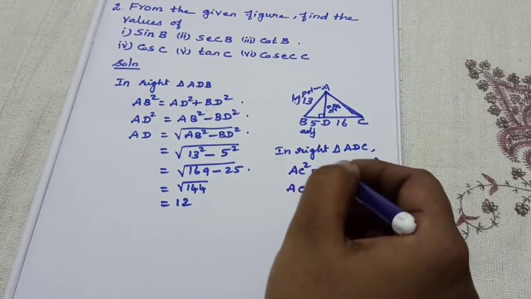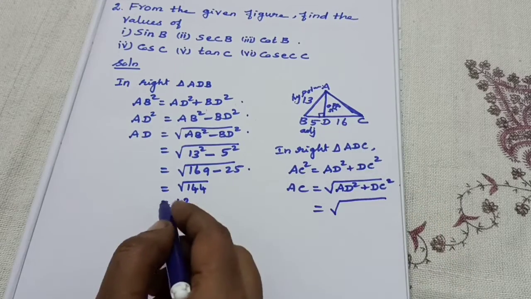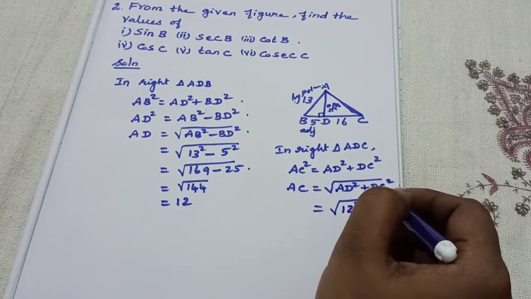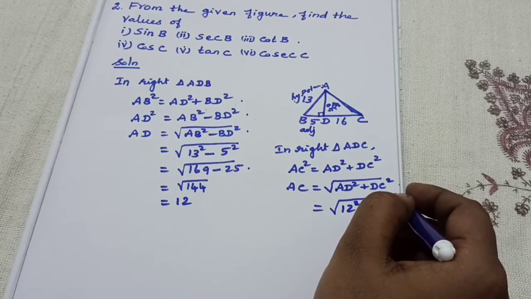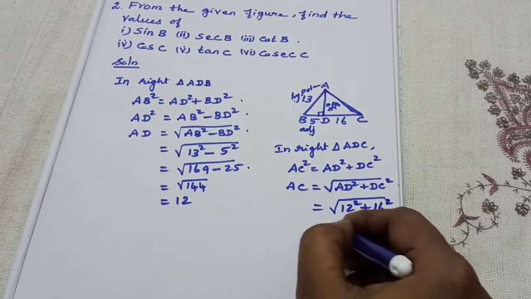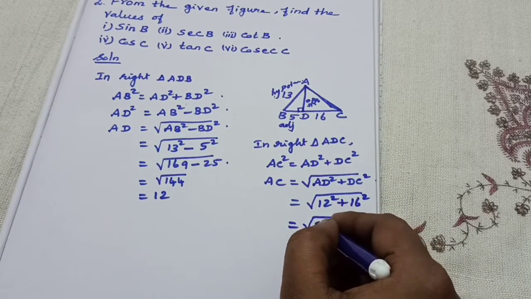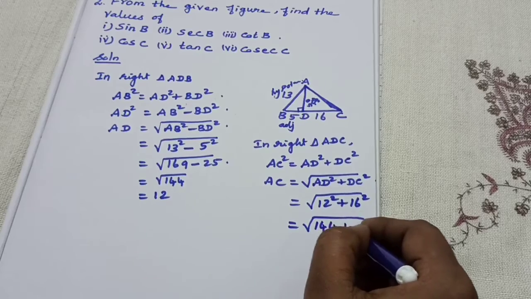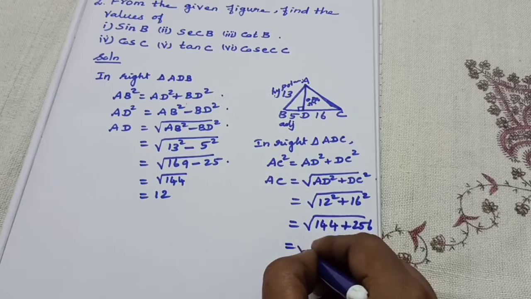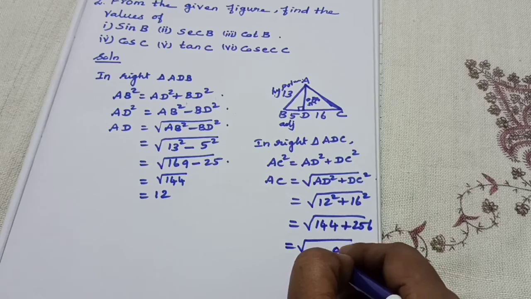Am I correct? Then it is equal to square root of AD square. AD, what is the value? Already now we found it, isn't it? 12 square. Then plus DC. DC, what is the value given? 16 square. Then equal to square root of 12 square is 144 plus 16 square is 256. Then both added, what will we get?